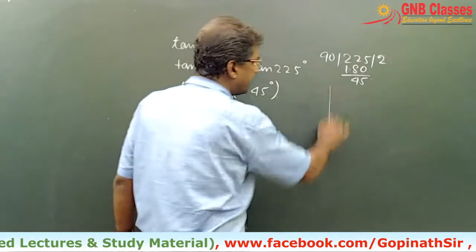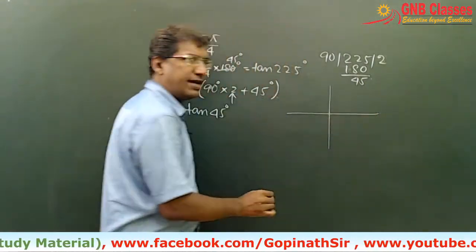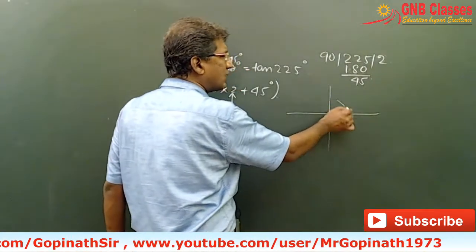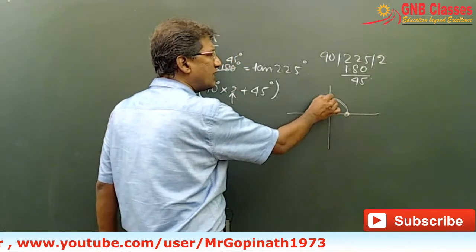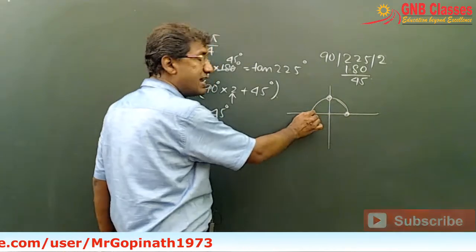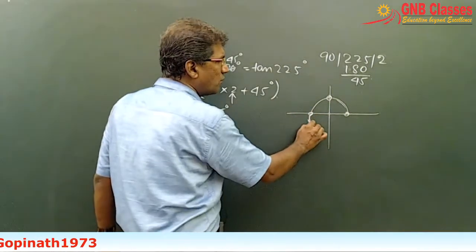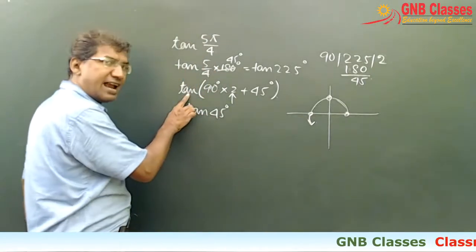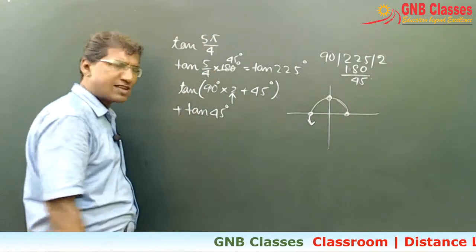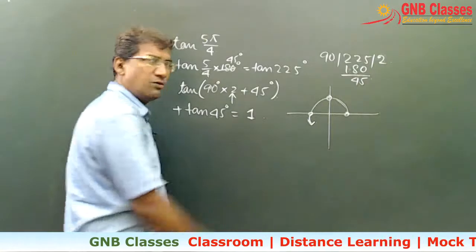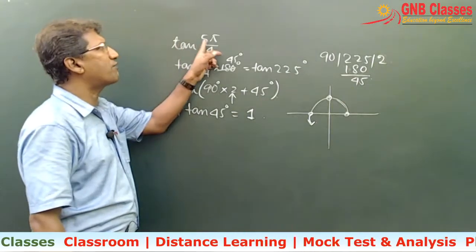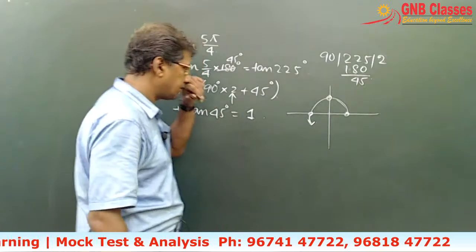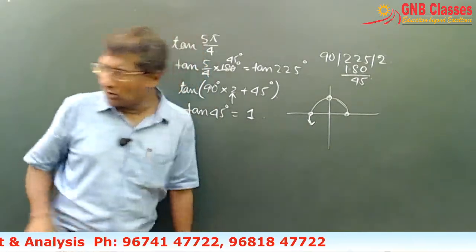Now we will find where this 225 degrees is falling. It's 90 into 2. We start from here, going in the anti-clockwise direction. 90 into 1 is coming here, 90 into 2 is coming here, then plus 45, which is coming in the third quadrant. In the third quadrant, tan is positive, so put a positive sign. So the answer is only 1. Therefore, the value of tan 5 pi by 4 is nothing but 1. Is it clear?